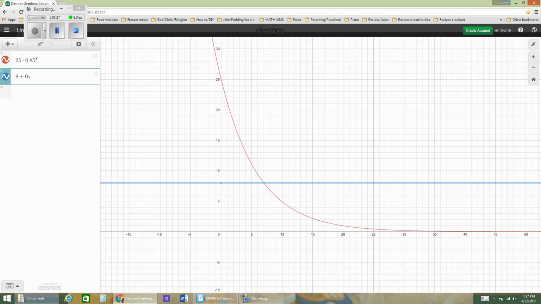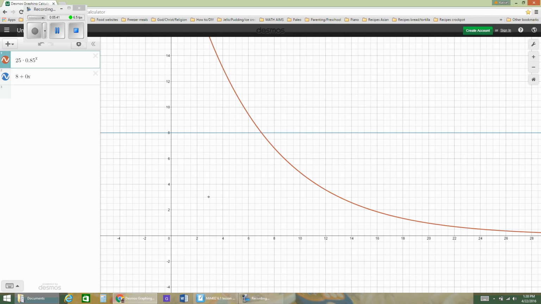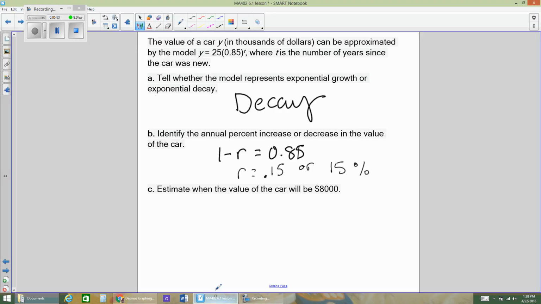Now what they're asking is where do these cross? So if you were looking at this in your graphing calculator, you would be looking in a 10 by 10 window. So you should be able to see it. I'm going to zoom a little bit. Remember that the x-axis is years. So right here it says that it is 7.011 when the y value is 8. So that's about 7 years. So I'm coming back to my problem and I will say, I should have said the word about, about 7 years.